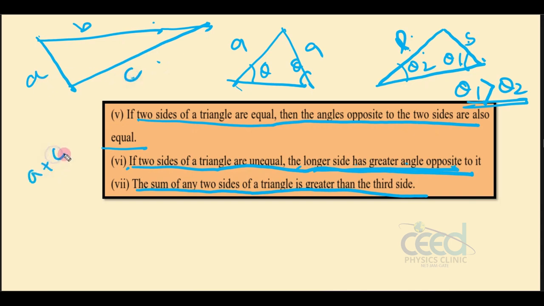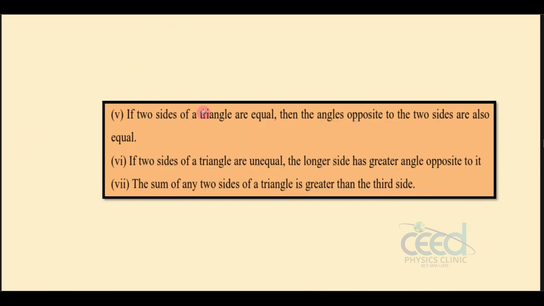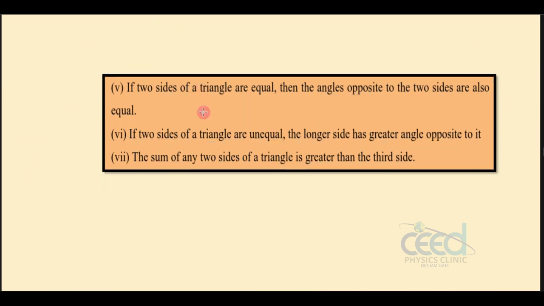A plus C is always greater than B. The sum of any two sides should be greater than the third side. That is the only rule it says. Right. Now the next point.